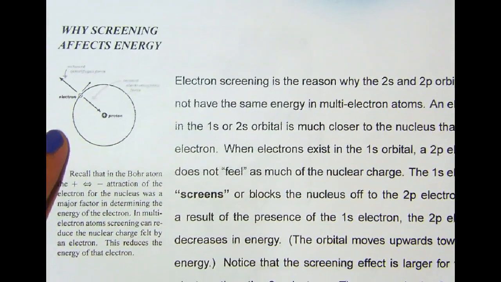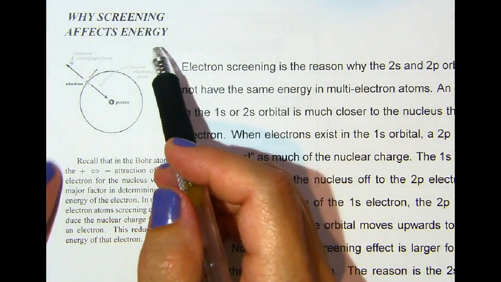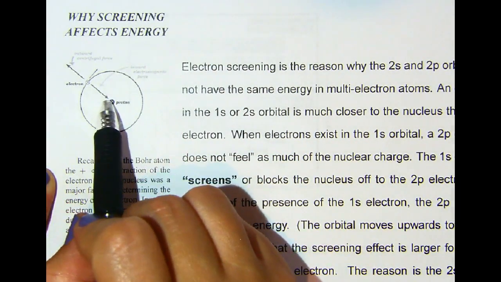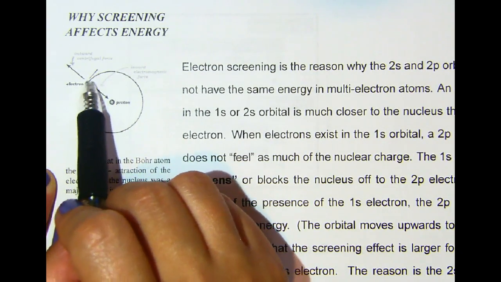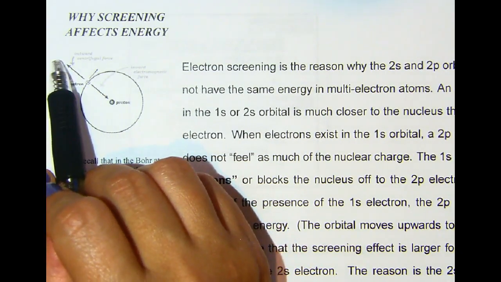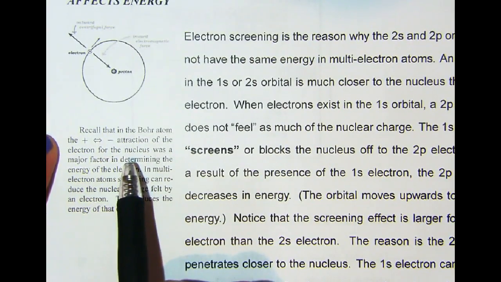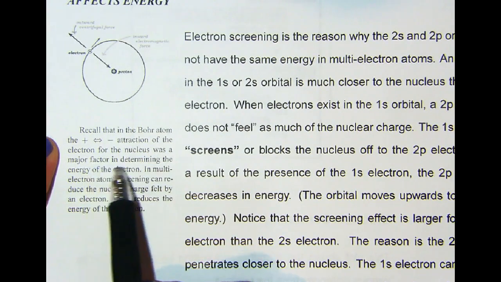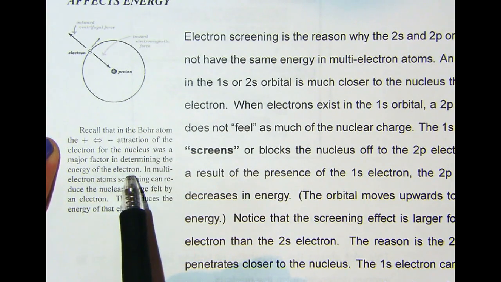Alright, why screening affects energy. So remember this diagram where we said that you've got a force pulling towards the protons and centrifugal force that keeps the electron from going towards the nucleus. Recall that in the Bohr atom, the positive and negative attraction of the electron for the nucleus was a major factor in determining the energy of the electron.